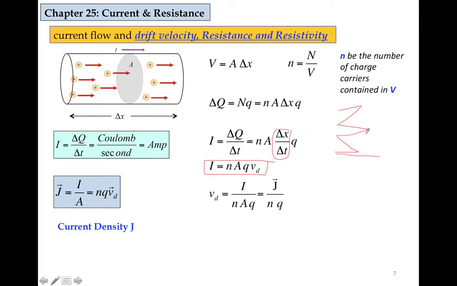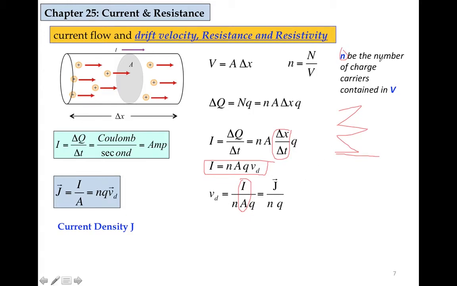This is the velocity as the electrons drift along the wire. And if you divide I by A, you get something called the current density. So the drift velocity is I divided by n, divided by A, divided by q, and this I divided by A is called the current density, and it's a vector.